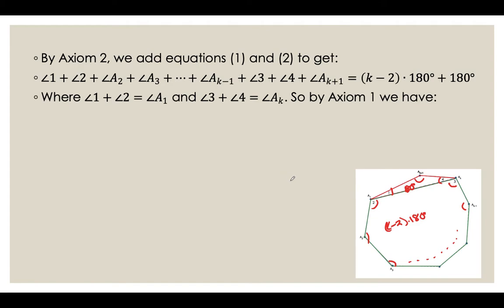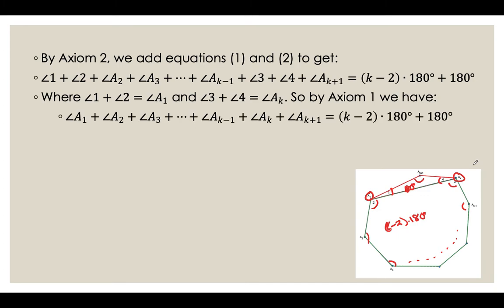We do also know that angle 1 plus angle 2 add up to be angle a sub 1, and angle 3 plus angle 4 has to add up to be a sub k. So by substitution with axiom 1, we can change our equation to now being angle a sub 1 plus angle a sub 2 plus angle a sub 3 plus the rest of our consecutive angles up through angle a sub k minus 1 plus angle a sub k plus angle a sub k plus 1 being equal to k minus 2 multiplied by 180 degrees plus 180 degrees.